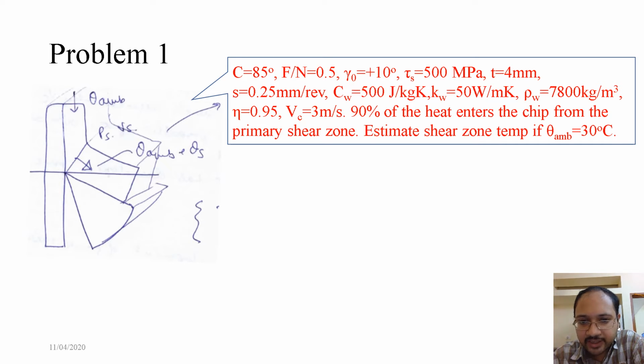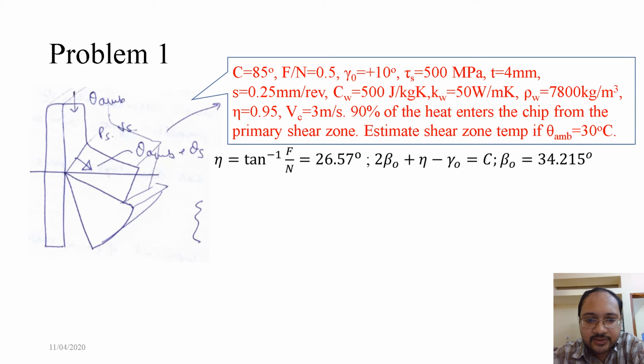Cw, that is the specific heat of the workpiece, is 500 joule per kg K. Kw, that is the thermal conductivity, is 50 watt per meter Kelvin. Then rho W is 7800 kg per meter cube. Eta equals 0.95. Vc equals 3 meter per second, and assume 90% of the heat enters the chip from the primary shear zone. So estimate the shear zone temperature if theta ambient is 30 degrees Celsius.